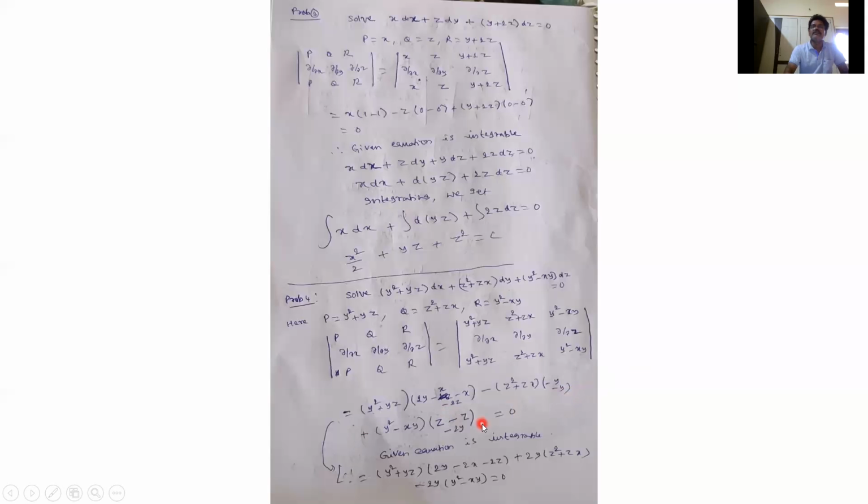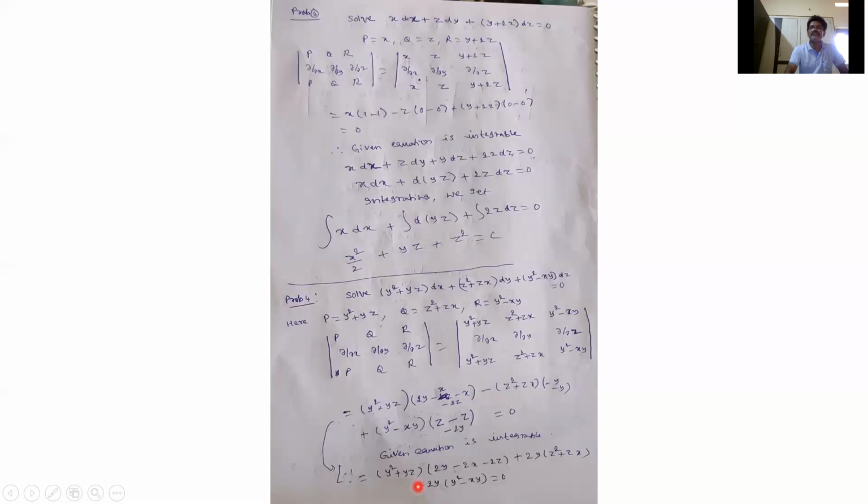Similarly, minus 2xy square will be cancelled, minus 2z y square will be cancelled, and then we get minus 2xyz plus 2xyz, which will be cancelled. So by simplifying, we get 0.